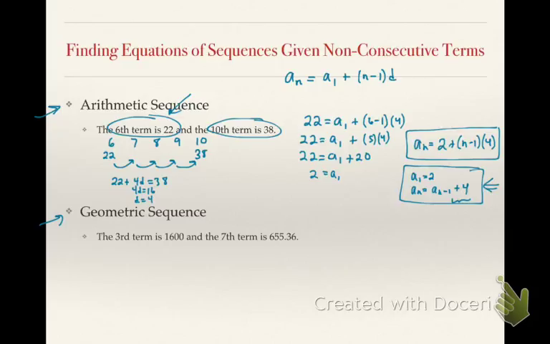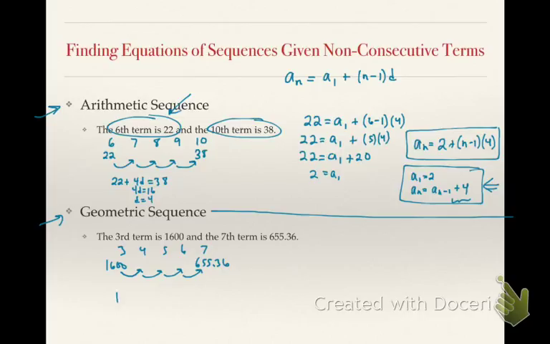To find the formula for the nth term of a geometric sequence, we're going to do the same kind of idea. We need to find out the first term and the common ratio in this case. I'm going to write the place values: the third, the fourth, the fifth, the sixth, and the seventh. I know the third term is 1600, and the seventh term is 655.36. Now in a geometric sequence, I'm going to be multiplying each term by the common ratio to get the next term. So I'm multiplying by r 1, 2, 3, 4 times.